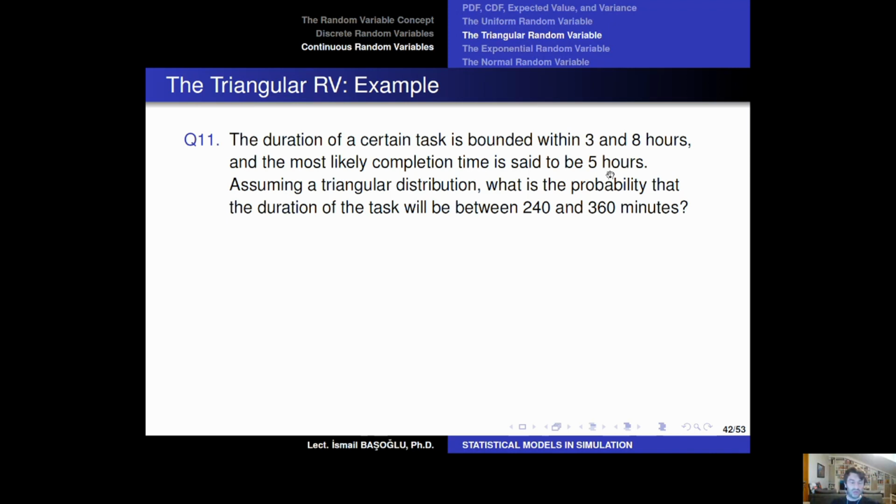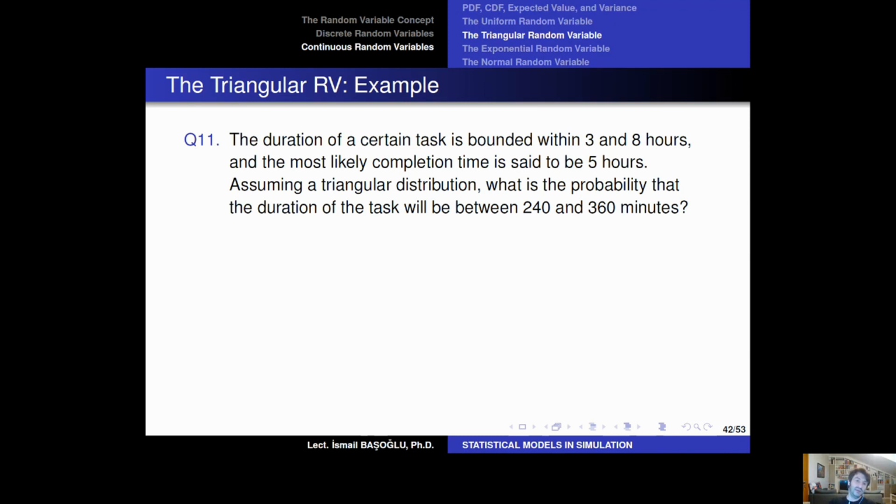And because we are talking about the duration here, it is a measurable quantity, therefore it should be modeled with a continuous random variable. And we are emphasizing that we are assuming a triangular distribution, which means we are going to have an increasing linear probability density function from 3 to 5, and from 5 to 8, we are going to have a decreasing linear function. What is the probability that the duration of the task will be between 240 and 360 minutes?